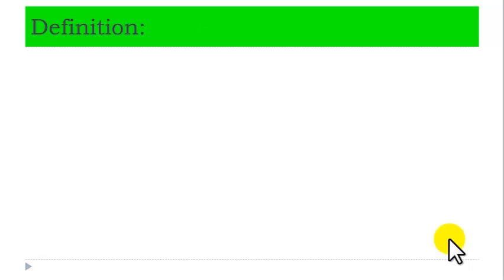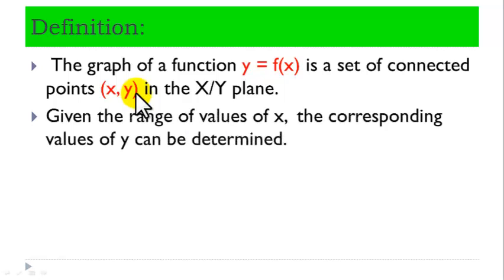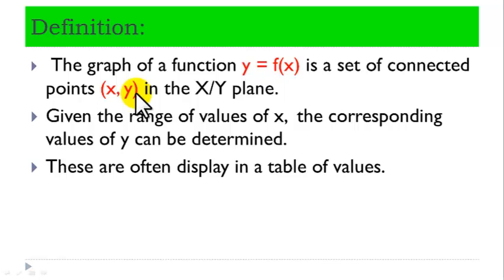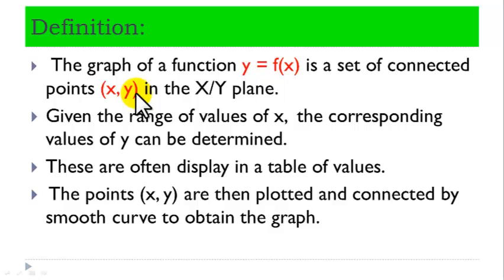Definition. The graph of a function y equal to f of x is a set of connected points (x, y) in the xy plane. Given the range of values of x, the corresponding values of y can be determined. These are often displayed in a table called table of values. Once the table of values is constructed, the points (x, y) are then plotted and connected by a smooth curve to obtain the graph of the function y equal to f of x.